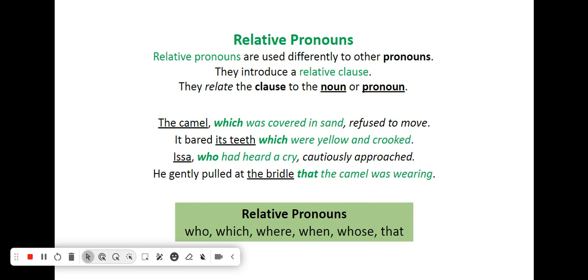He gently pulled at the bridle that the camel was wearing. So the bridle is replaced by that, and that the camel was wearing is the whole relative clause, and that replaces the bridle, and it shows us the relation between the relative clause and the clause.